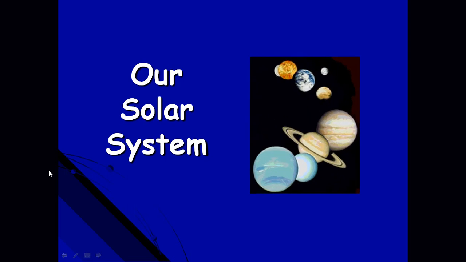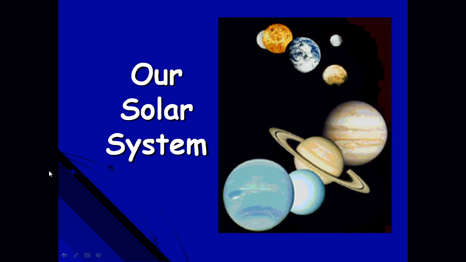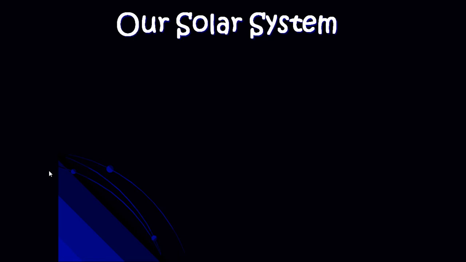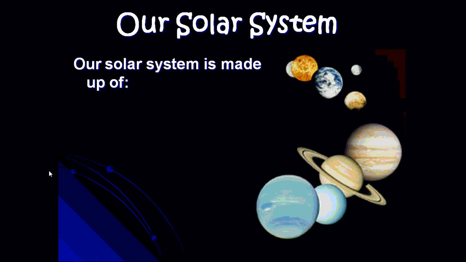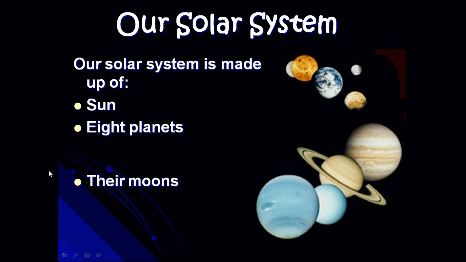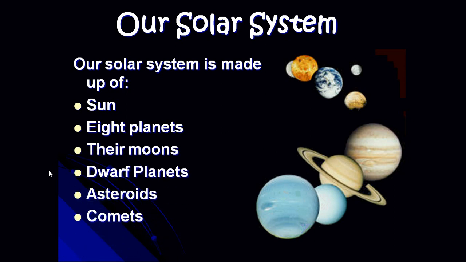Hey guys, today we're going to talk about our solar system. So let's get started. Now our solar system is made up of the sun, 8 planets, their moons, dwarf planets, asteroids, comets, and meteors.